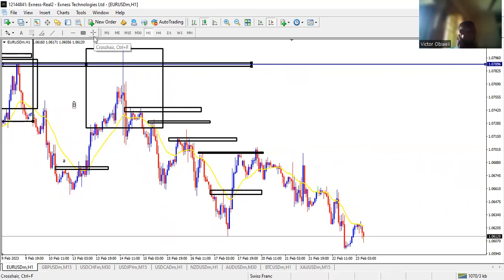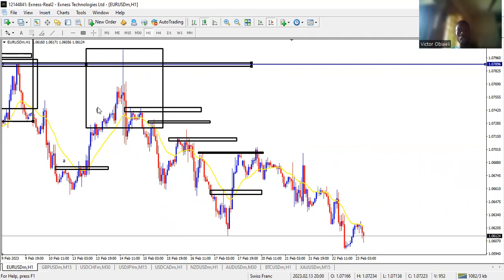Now, this is what we are going to explain. What I'm going to be explaining right now: they form another ABC pattern here. Remember, we are doing top-down analysis. We've come from the monthly to the daily, and I've incorporated my entry for you all to see. I've incorporated all the entries for you all to see.